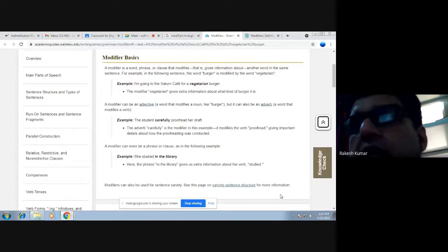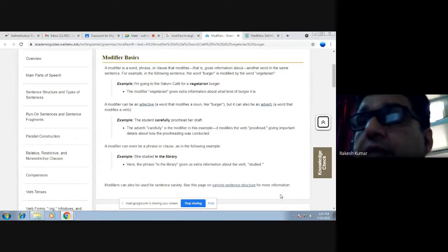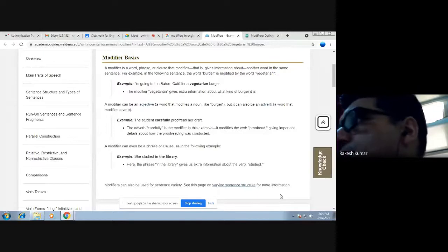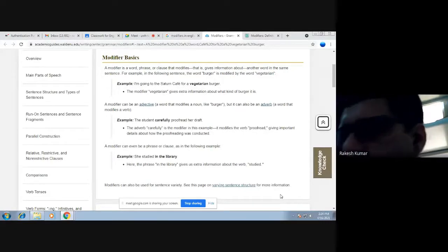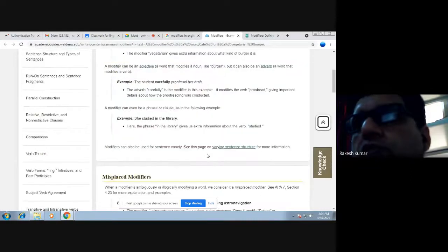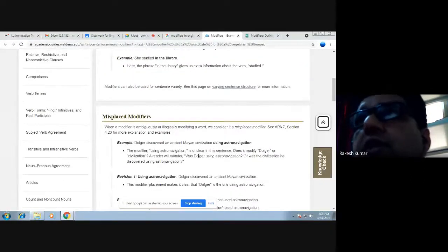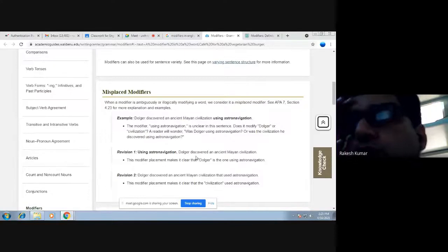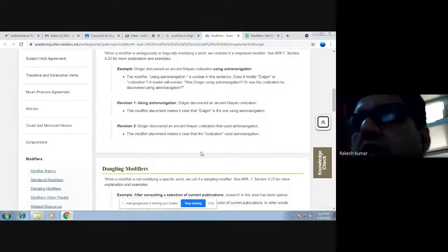"She studied in the library." The phrase "in the library" gives us extra information about the verb "studied." Study is a verb, and studied is its past form. So the modifier "in the library" gives the information about that verb. This is how, very simply, you just have to find out. There will be one sentence in a question, and looking at the sentence, you are supposed to find out that this is the modifier, which is added or which is giving extra information about something.